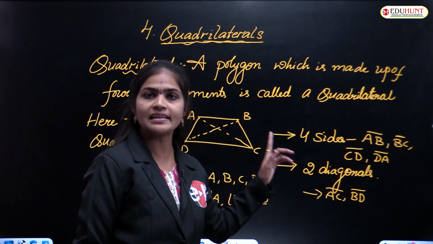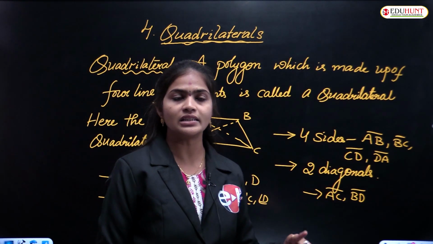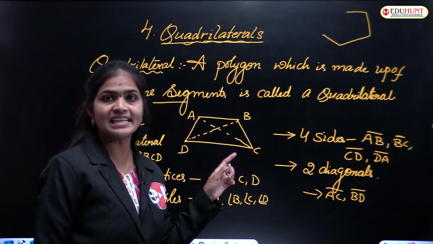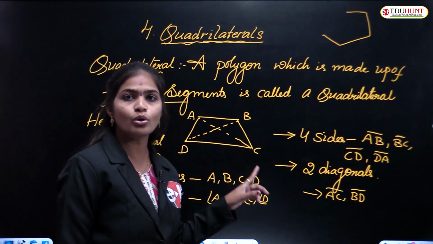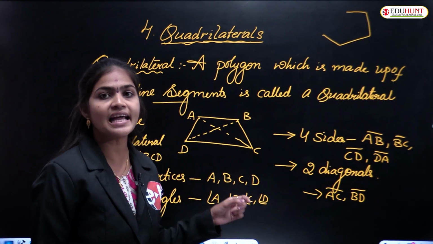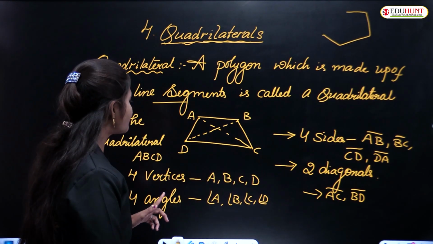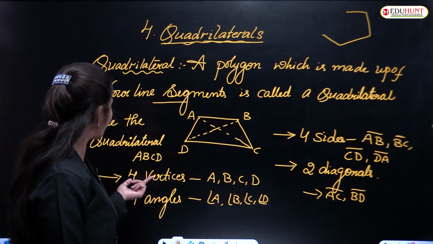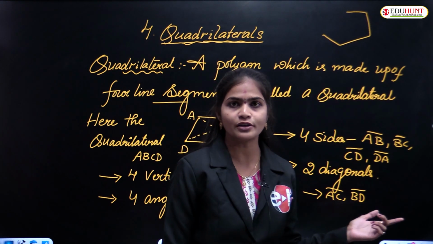Children, once again, a quadrilateral means a polygon which is made up of 4 line segments. For example, this also has 4 line segments. Is it a polygon? No, it is not a polygon. Why? Because a polygon should be a simple closed figure, and when it is made up of 4 line segments, we call that figure a quadrilateral. So the components of a quadrilateral are vertices, angles, sides, and diagonals. Is it clear to you children?